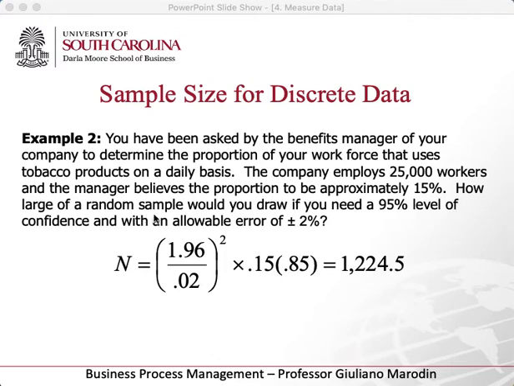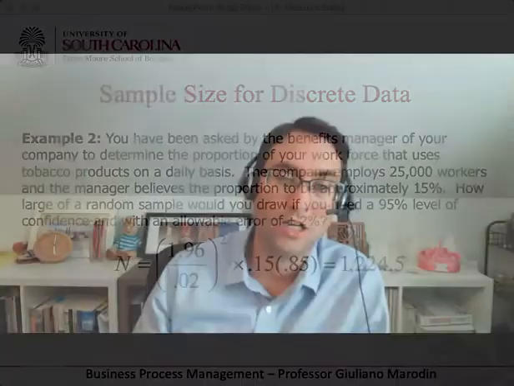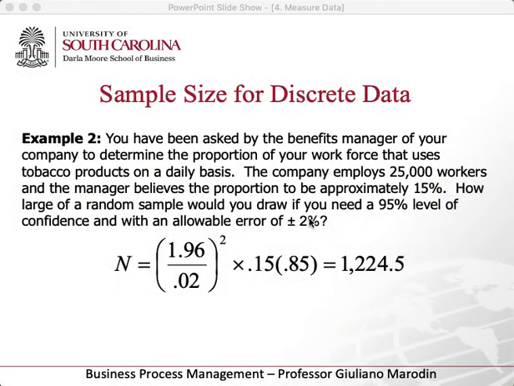How large of a random sample would you draw if you need 95% confidence levels and allow an error of plus or minus 2%? So remember that the error has to be in the same unit as the standard deviation, so it is already in percentage. So we just plug the numbers into the formula. 1.96 divided by 0.2, that's the allowed error, times p times 1 minus p. So p was 15%. 1 minus p is 85. That gives us 1,225, right? Because you have to round it up, because you cannot ask half of a person.